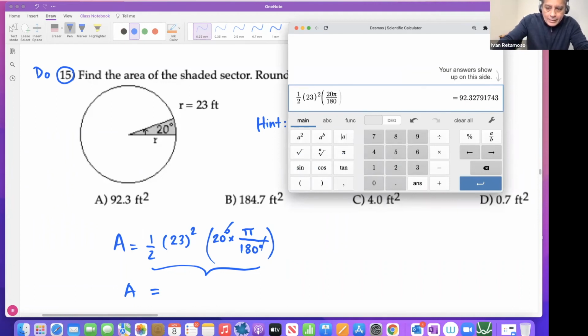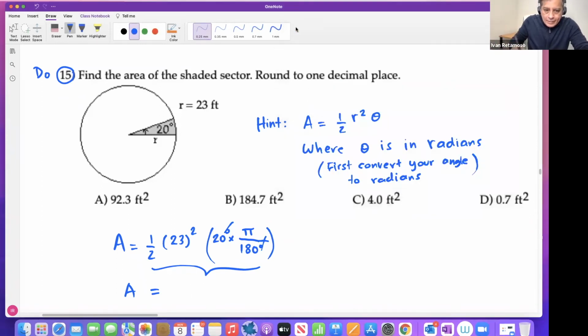Remember the alternative that I gave you? You can do this whole thing in one computation, because in the end, they want the decimal representation. So the area is 92.327. They have rounded this to the nearest tenth. So rounding to one decimal place, this will be 92.3, let's write it down. 92.3, we are measuring area, so it should come out in square feet. Very good, guys, very good.